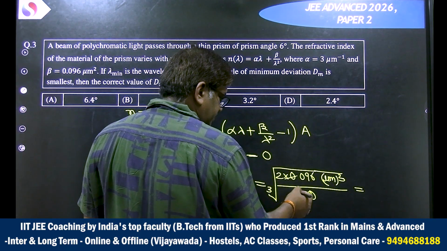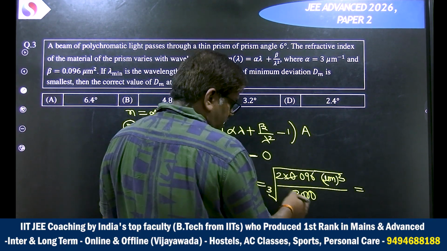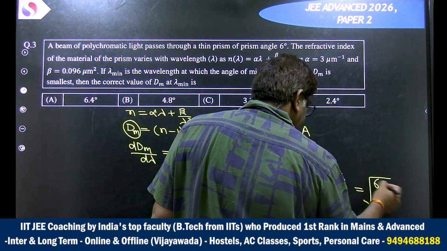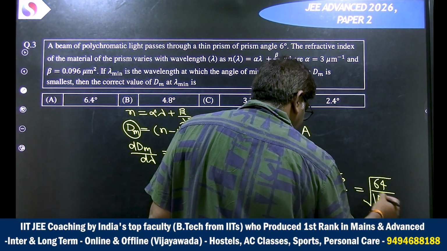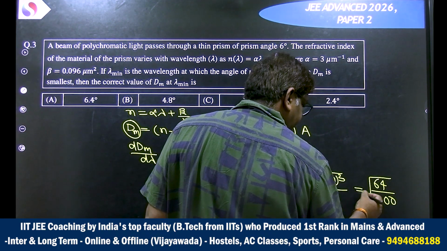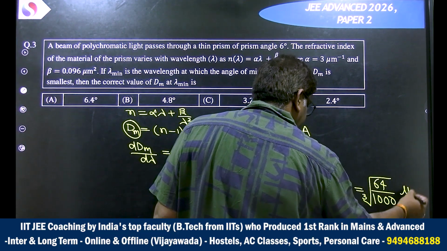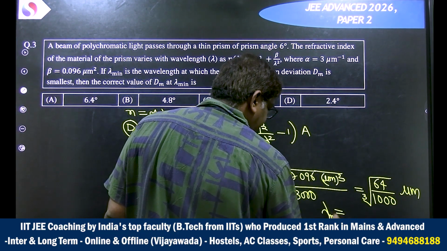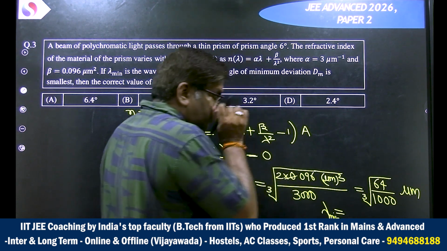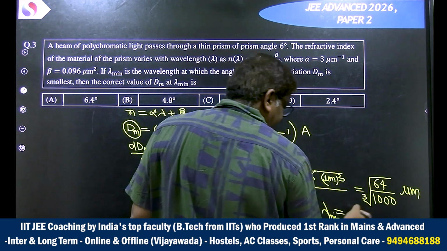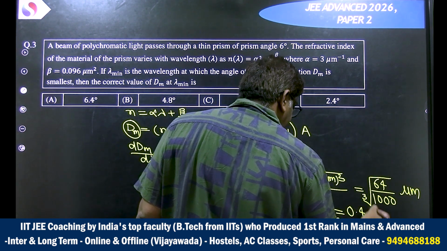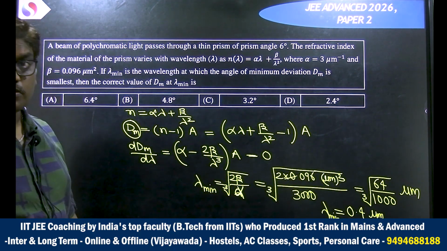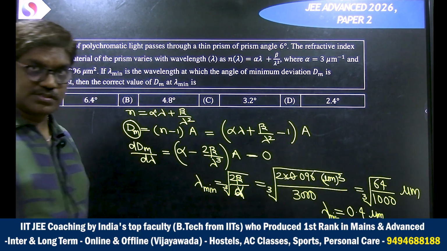This way we are getting 64 by 1000, under the cube root, micrometer. Alright, and this lambda minimum value will come as, since the cube root of 64 is 4 by 10, 4 by 10 means 0.4. So 0.4 micrometer is the wavelength, lambda minimum, for which the deviation is smallest.